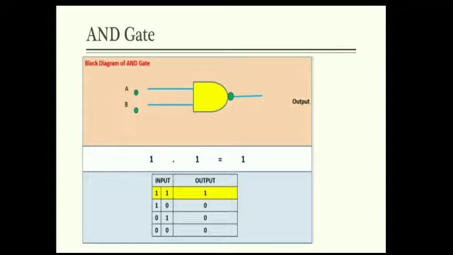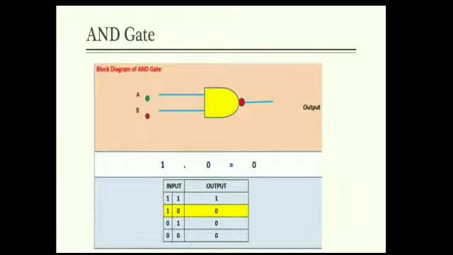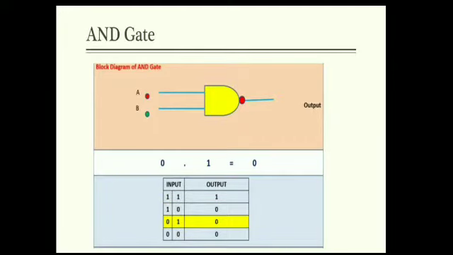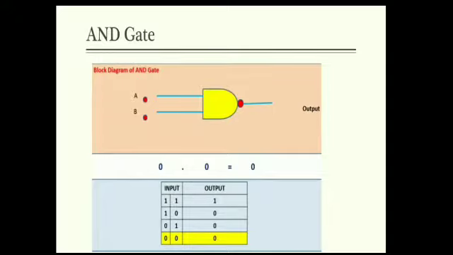Let us check. We have a block diagram of the AND gate. Here A and B are the inputs. If both inputs are 1, the output is 1. If A is 1 and B is 0, denoted by the red color, then the output is also red, or 0. If A is 0, red color, and B is 1, we again get the output as 0. If both inputs A and B are zeros, we get the output 0.